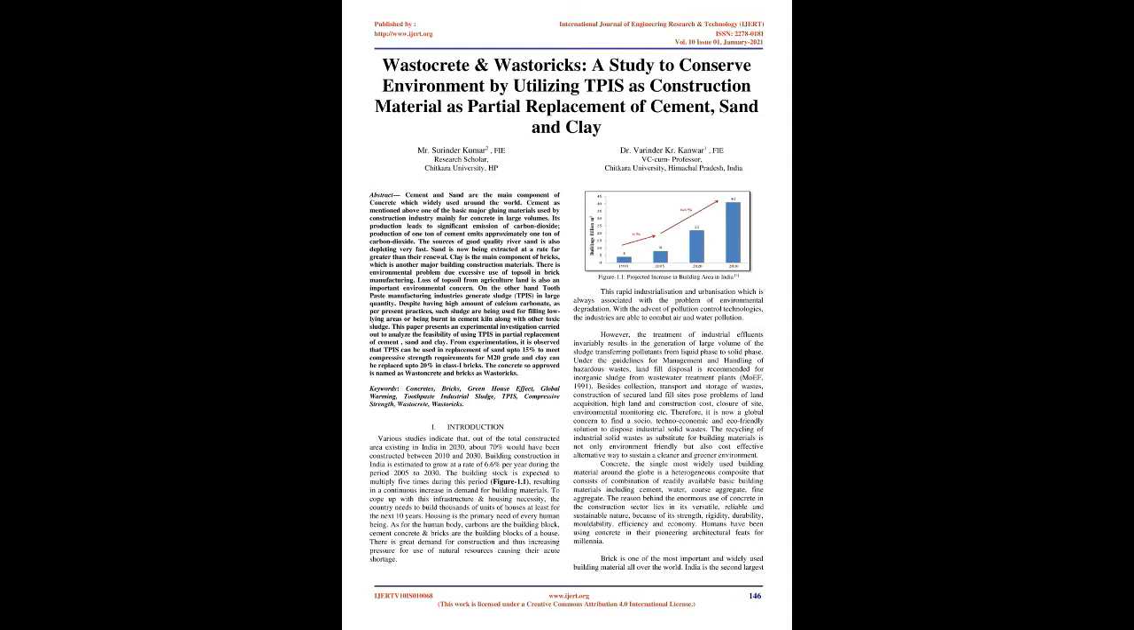This paper presents an experimental investigation carried out to analyze the feasibility of using TPIS in partial replacement of cement, sand, and clay. From experimentation, it is observed that TPIS can be used in replacement of sand up to 15% to meet compressive strength requirements for M20 grade, and clay can be replaced up to 20% in Class I bricks. The concrete so approved is named Wastocrete and the bricks Wastoricks.